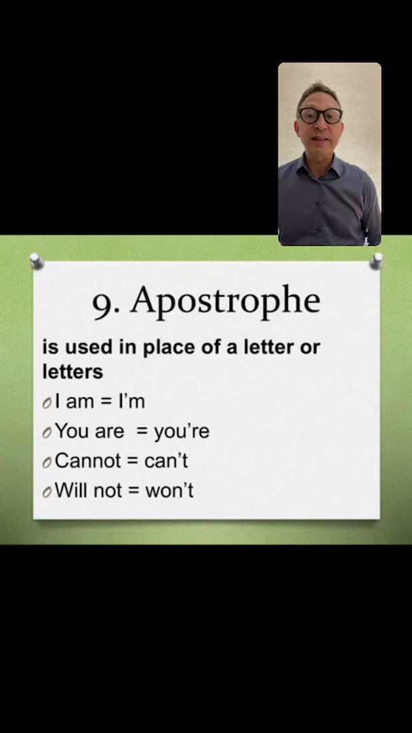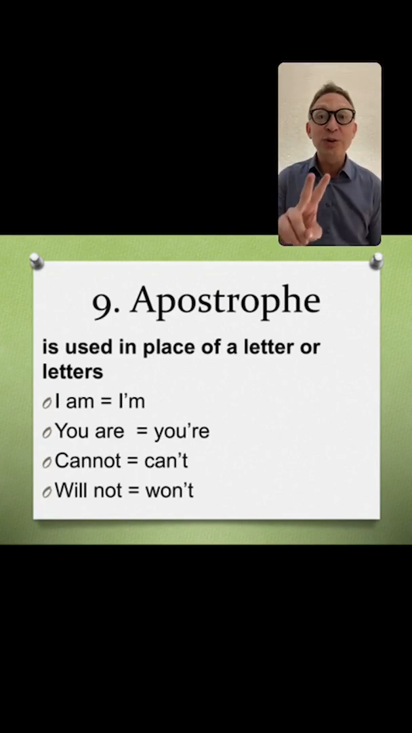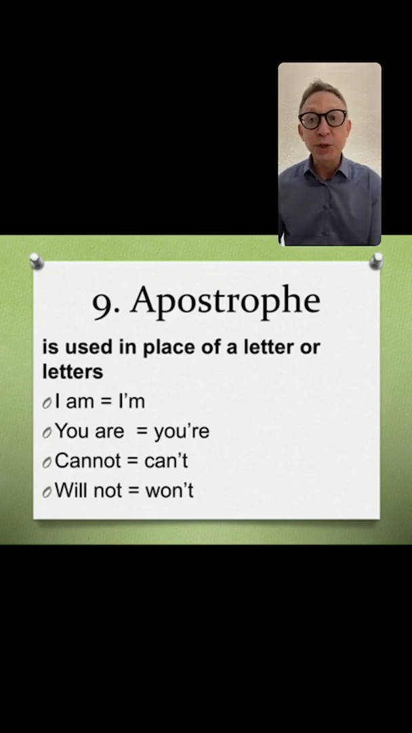The apostrophe, I think a lot of you know, has two main functions. Function number one, it's used in place of a letter or letters. So instead of I am, we have I'm. Instead of you are, we have you're. Instead of cannot, we have can't. Instead of will not, we have won't. So that's the first use of the apostrophe.